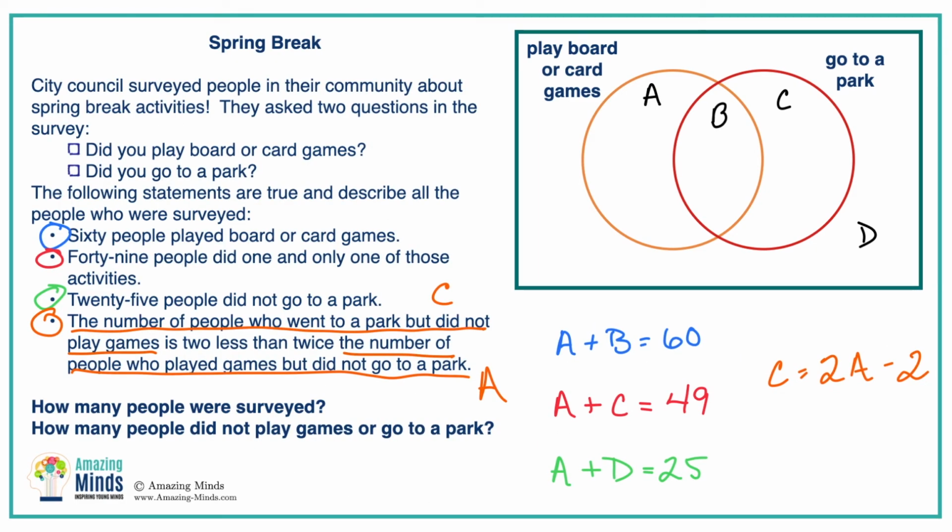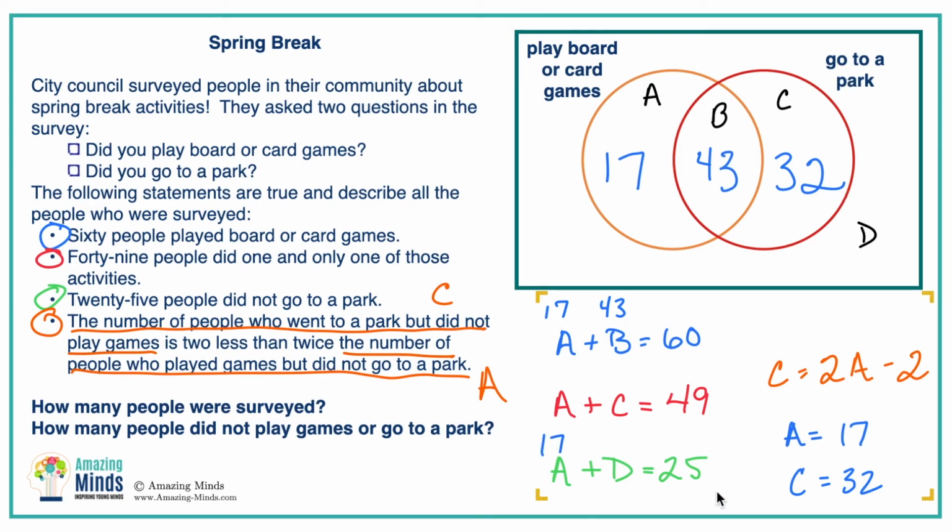Now that we know that A is equal to 17 and C is equal to 32, that really helps us complete the rest of our diagram. So I can say A is 17. So I can put that in this equation. And then I know that B is 43. I can put A is 17 into this equation, and I know that D is 8. That is so helpful.